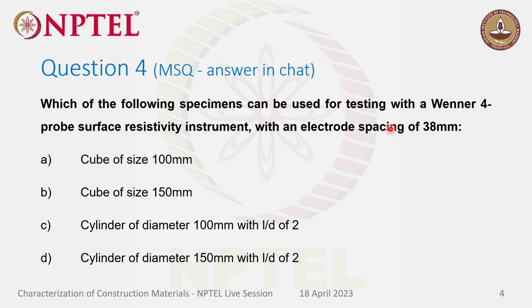Here, which of the following specimens can be used for testing with a Wenner four-probe surface resistivity instrument with an electrode spacing of 38 mm? In the limitations, or points to be considered for the Wenner four-probe instrument, they have explained what should be avoided or done carefully. Before, we discussed the moisture content or saturation, right? Like that, the minimum length of the specimen is also discussed in the lecture PPT. So here they have given an electrode spacing of 38 mm, which means a is equal to 38 mm. Which of the following specimens can be used to do the study?